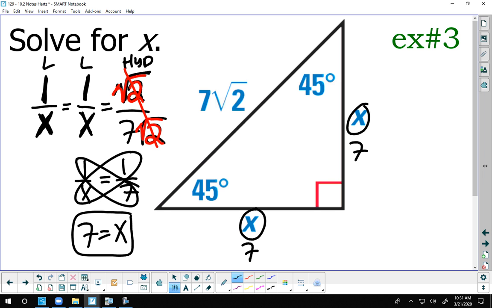Which makes sense because this is a leg, this is a leg, this is a leg, and this is the leg times the square root of 2. So you can see that we knew the leg had to be 7.